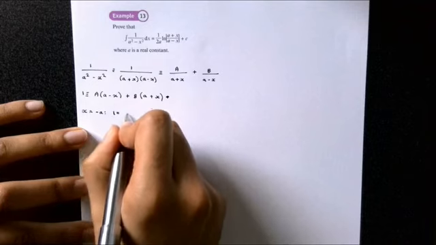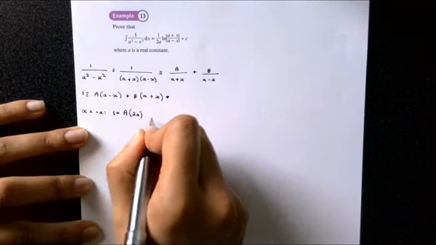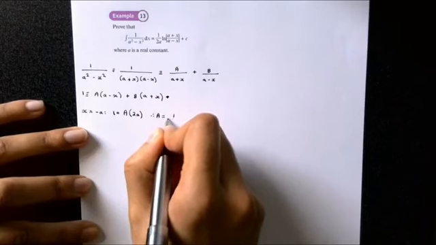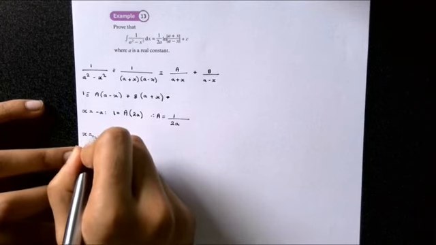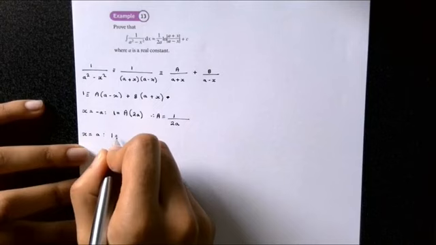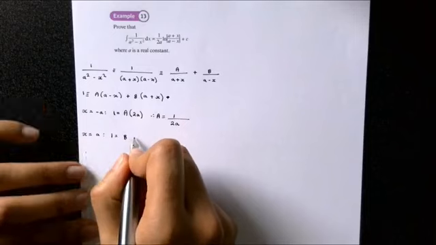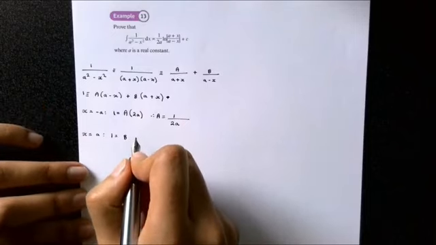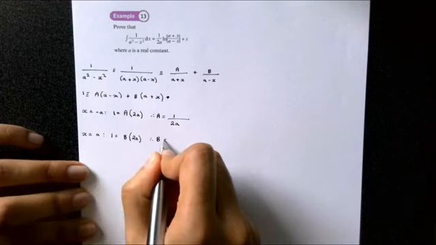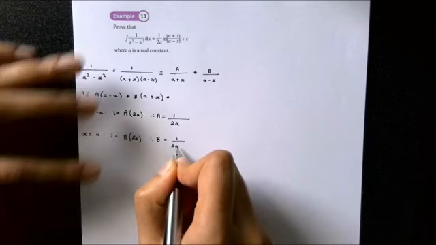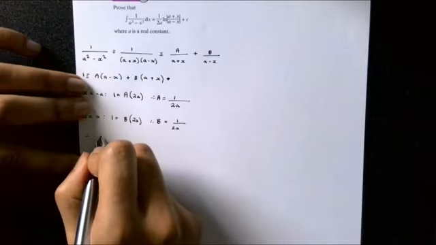over here 1, which is equal to a lots of 2a. So therefore a is equal to 1 over 2a. And when x is equal to a, we have 1 which is equal to, well, this a bracket disappears. We're left with b lots of 2a. So therefore b is equal to 1 over 2a.